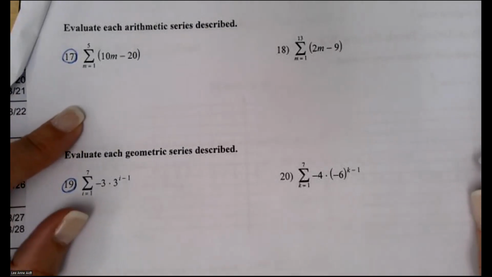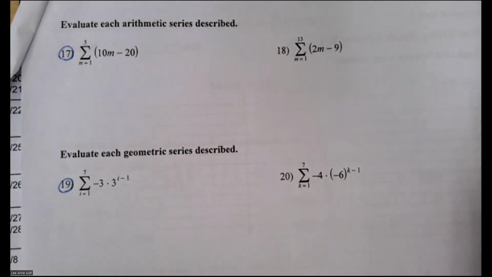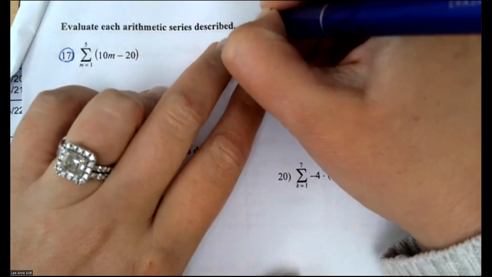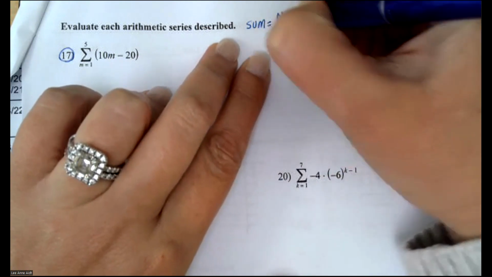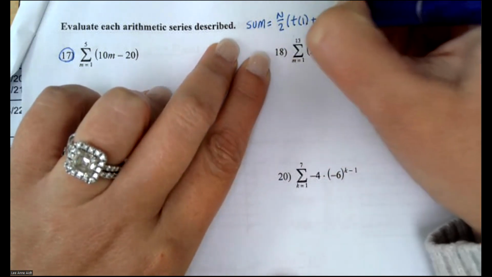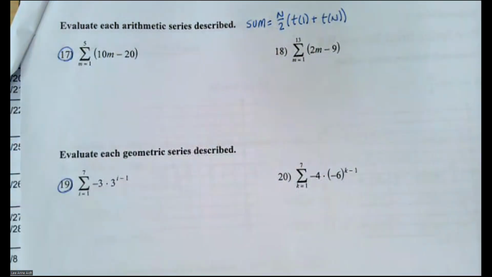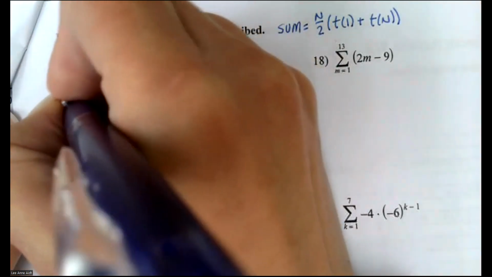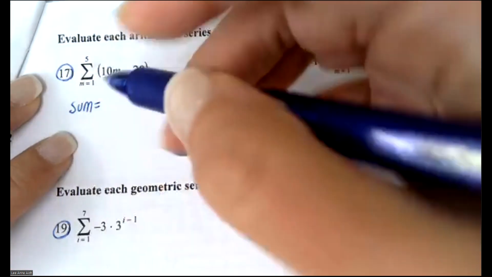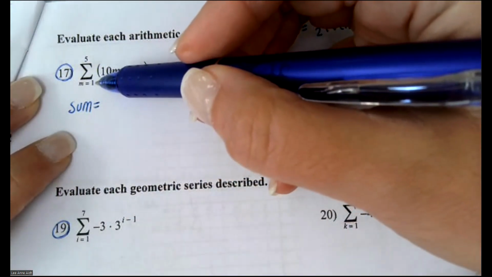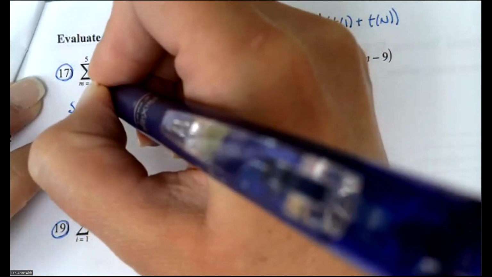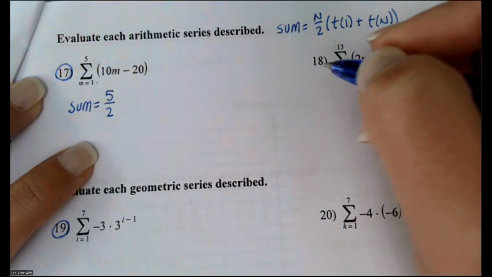Okay, so we're on number 17 and 19 in the warm-ups. You guys can find those. Evaluate each arithmetic series described. Arithmetic sum equals n over 2 times the first term plus the last term. This problem is telling you to go from term 1 to term 5. From term 1 to term 5 is 5 terms, so 5 over 2.